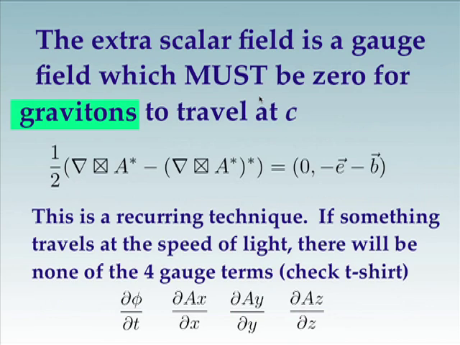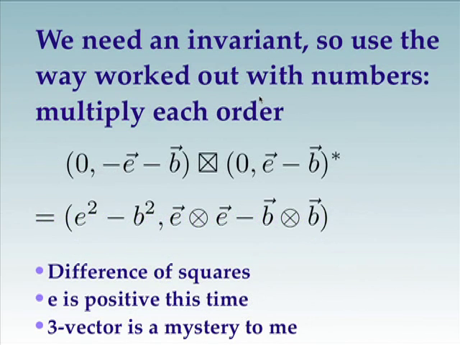Okay, so again, we got to get rid of that gauge field. That way our gravitons can travel at the speed of light, for reasons that grad students would understand. And this is going to be a recurring technique. There's going to be no one of those scalar terms. All those scalar terms would belong in that zero spot. They aren't there. This stuff is traveling at the speed of light. So that's good. Okay, so we need an invariant.